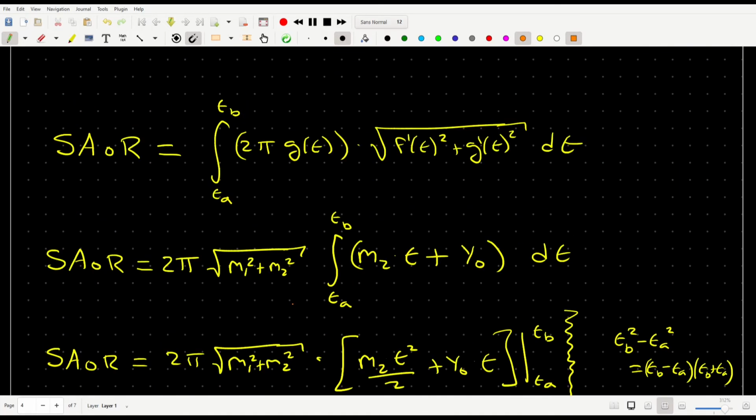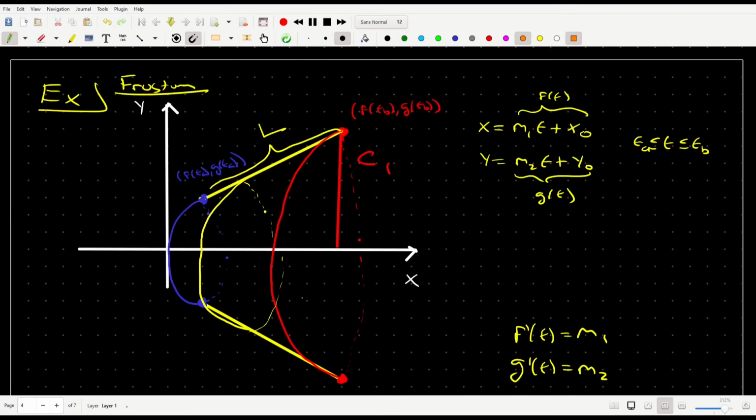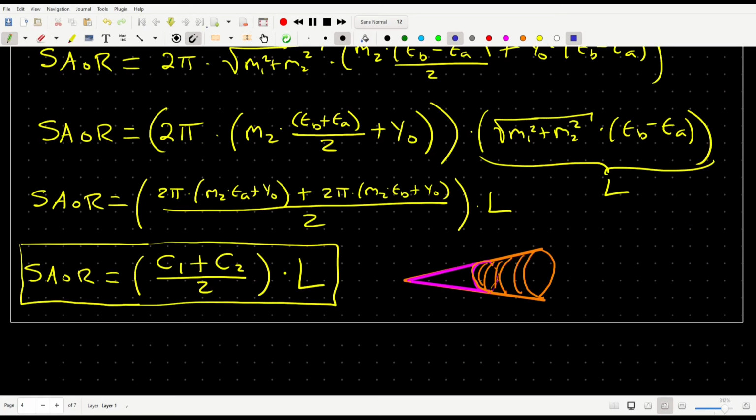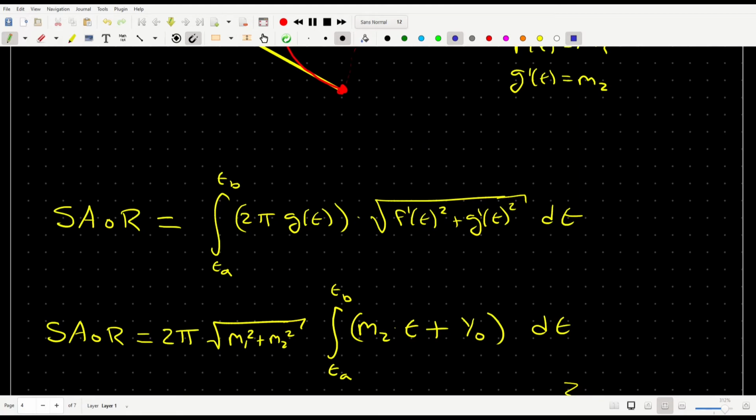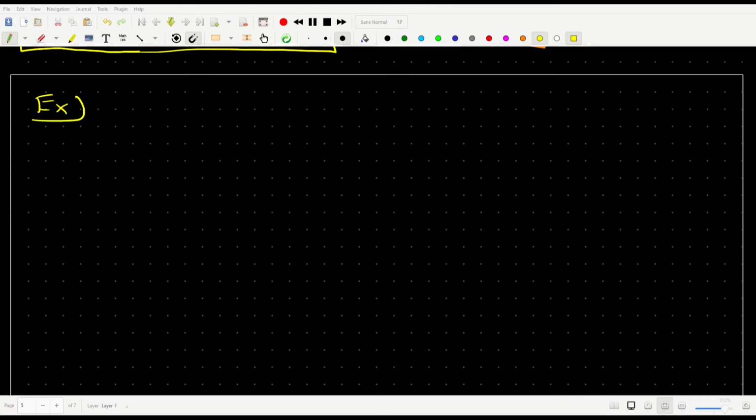And just in the picture up here, C1 is the circumference of the larger outer circle, and C2 is the circumference of the smaller circle. So this is a very neat formula that comes directly from our surface area of revolution formula. And what I want to do now is go over a slightly more complicated example. This is just so that we can see that, just like with the arc length problems, sometimes these surface area problems can also give us relatively tricky integrals to evaluate.